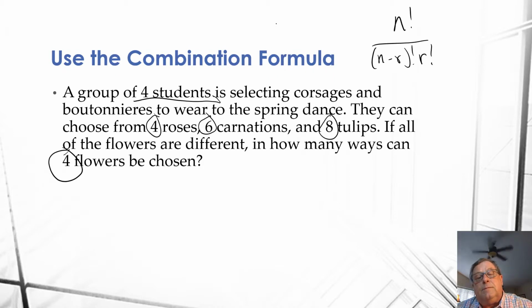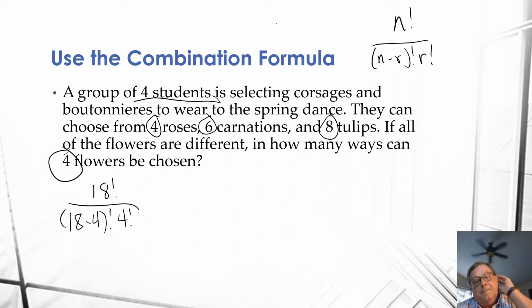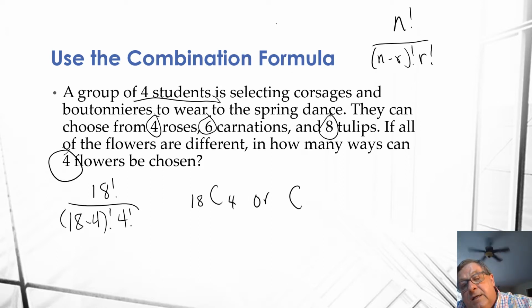So again, if I were using the factorial, then this would become 18 factorial over 18 minus 4 factorial times 4 factorial. And you can calculate it that way. However, what we're going to do is go to the calculator, and there is a combination function, and that would be written as 18 C 4, for combinations. Or we may see it written like this, C(18, 4).